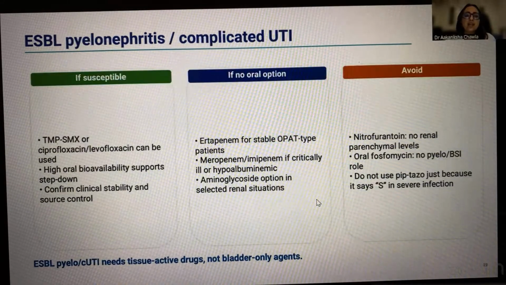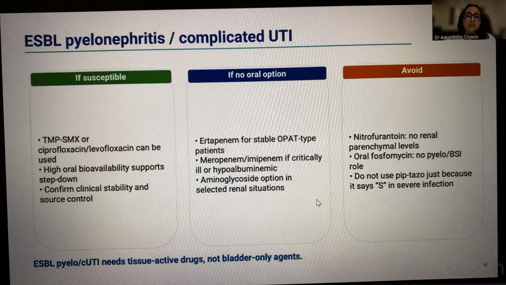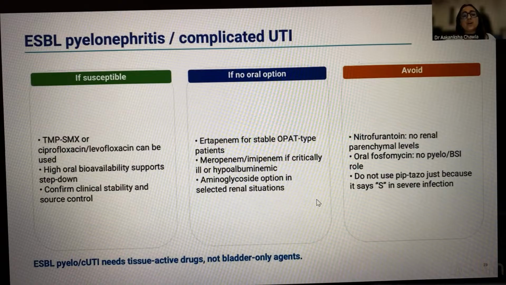For complicated UTI and pyelonephritis with ESBL, if they are susceptible, trimethoprim-sulfamethoxazole and fluoroquinolones, Cipro and Levo, can be used because they have a high oral bioavailability and support step down. If no oral option is available and you're thinking of an OPAT strategy, then ertapenem is a good choice. For patients who are critically ill, with hypoalbuminemia, your drug of choice becomes a carbapenem, that is meropenem or imipenem.